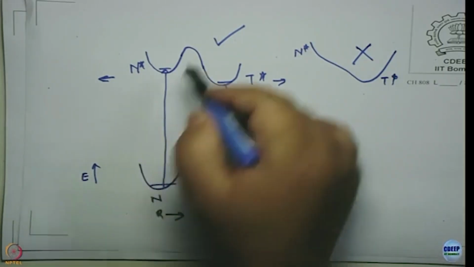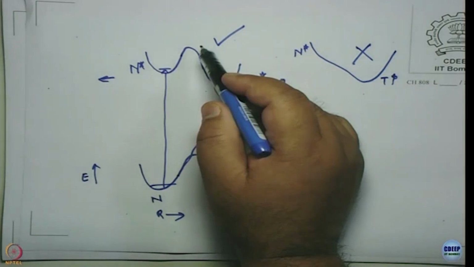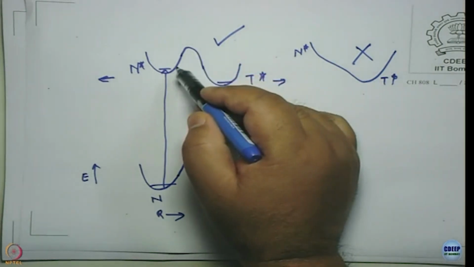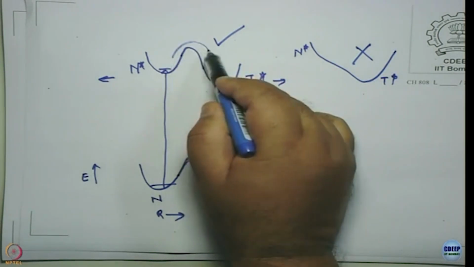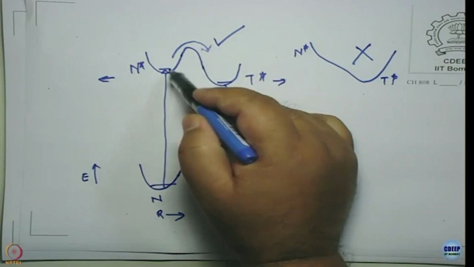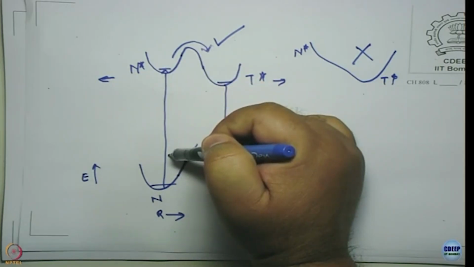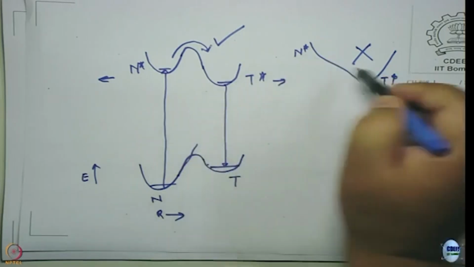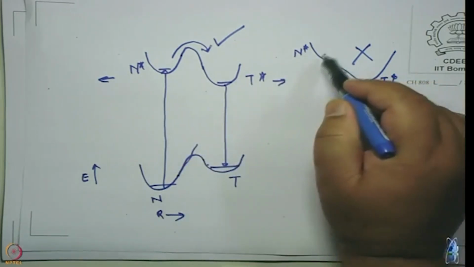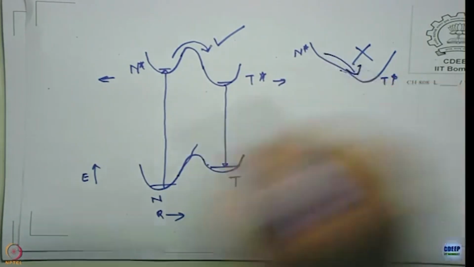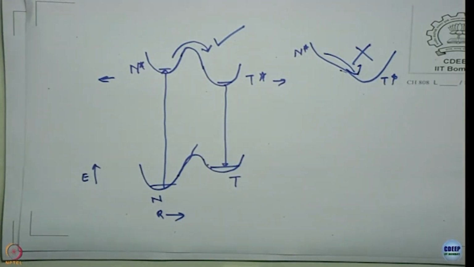If the barrier is sufficiently high, then what will happen? At low temperature, the molecule cannot cross and you will see emission exclusively from N star, that is what is happening. If there is no barrier, then even at 77 Kelvin, you should see some T star emission. So, the effect of temperature tells us that this is an activated process. This is how the energy diagram turned out to be.